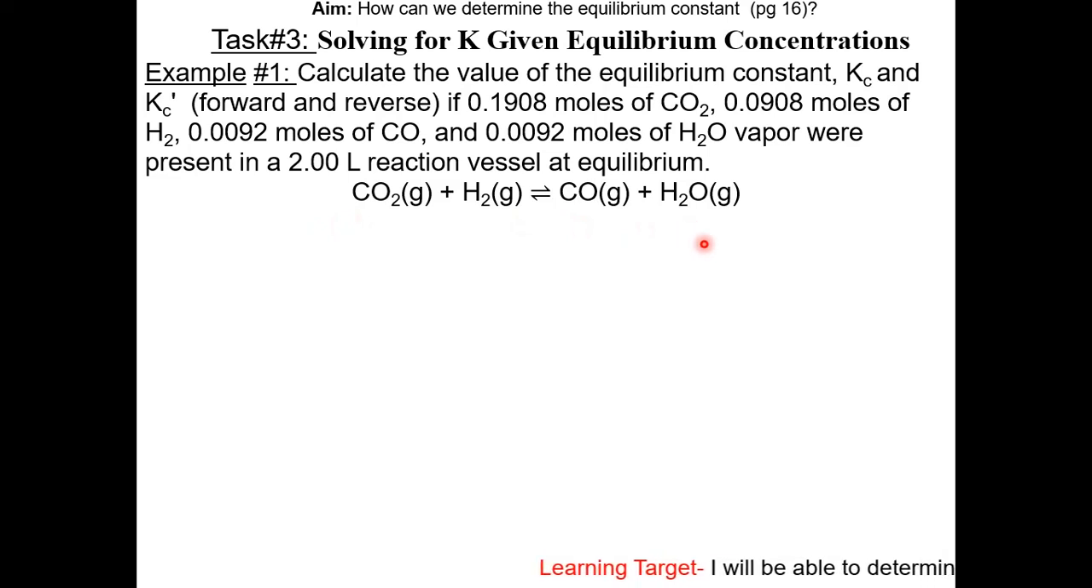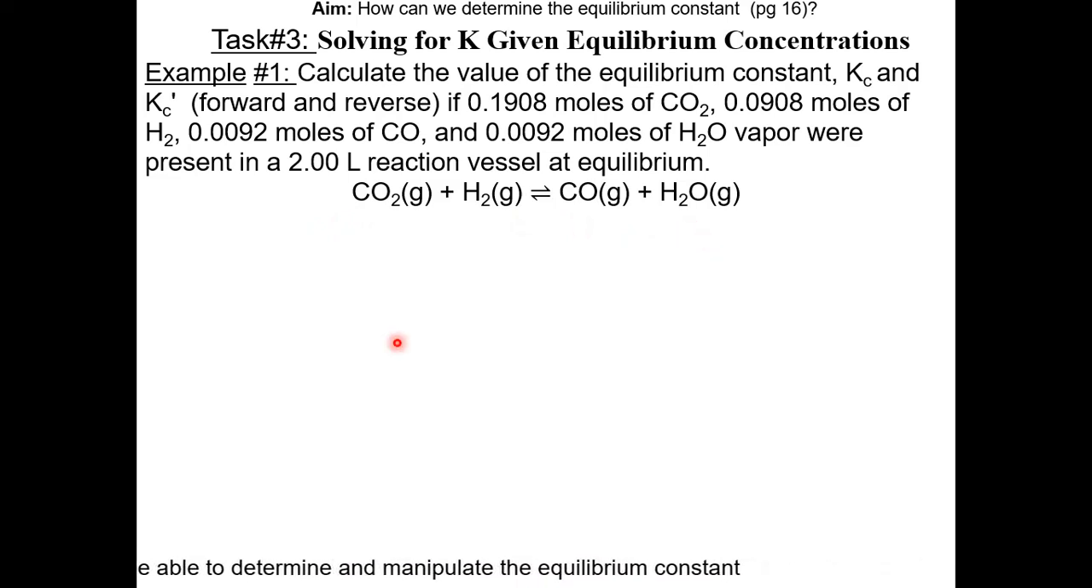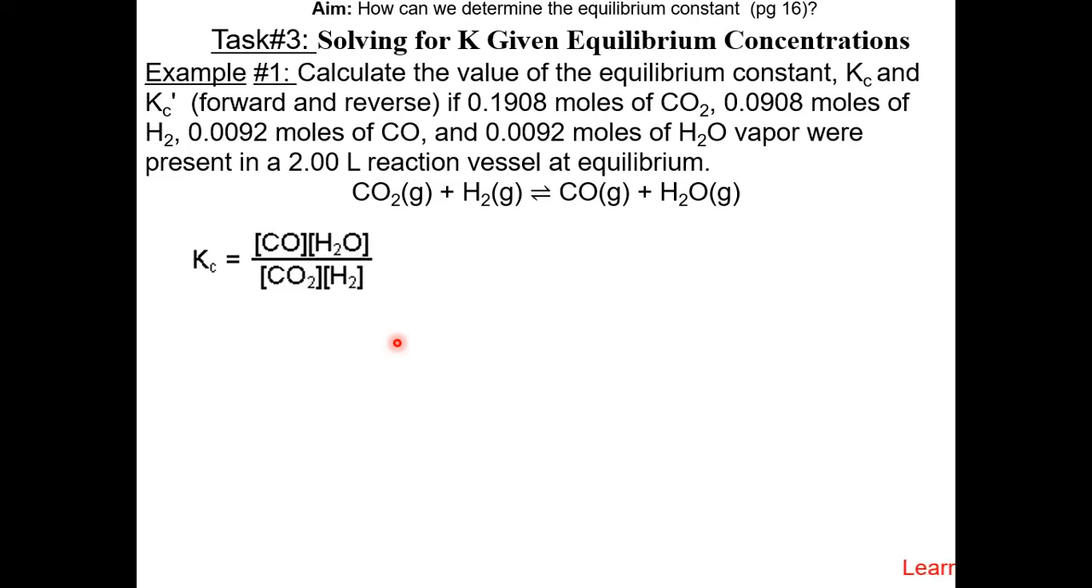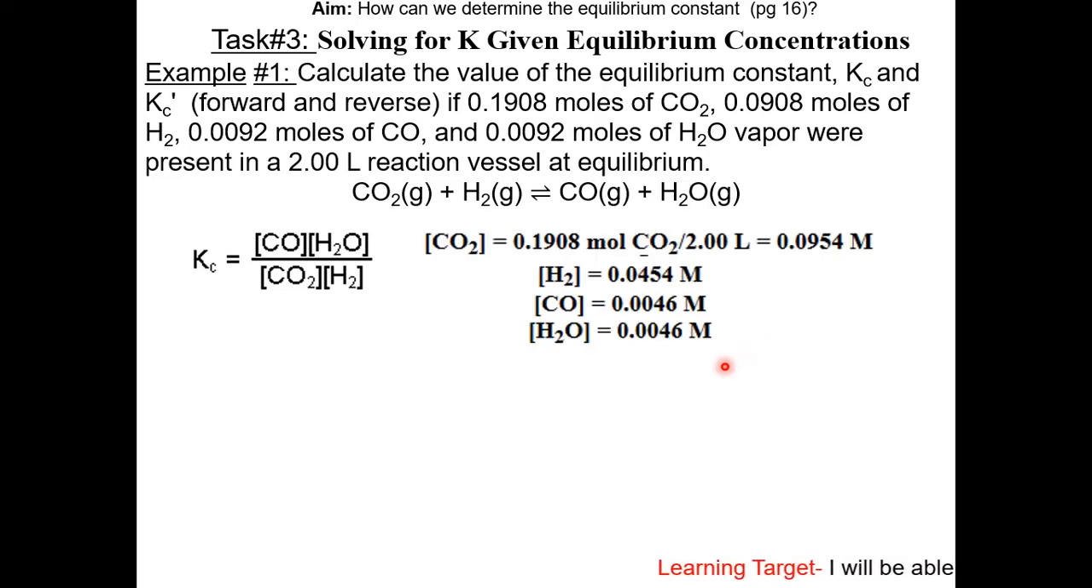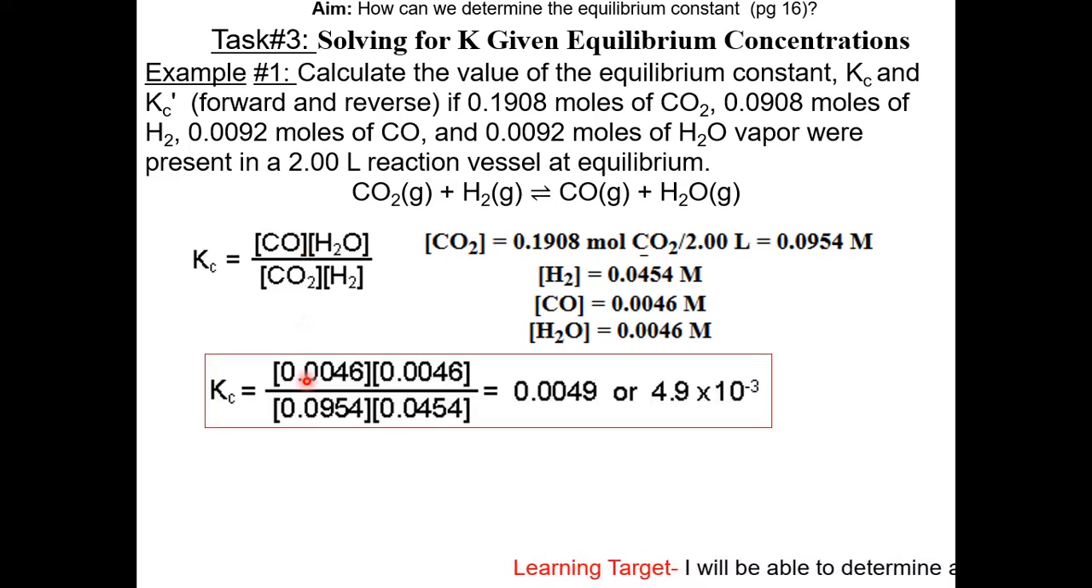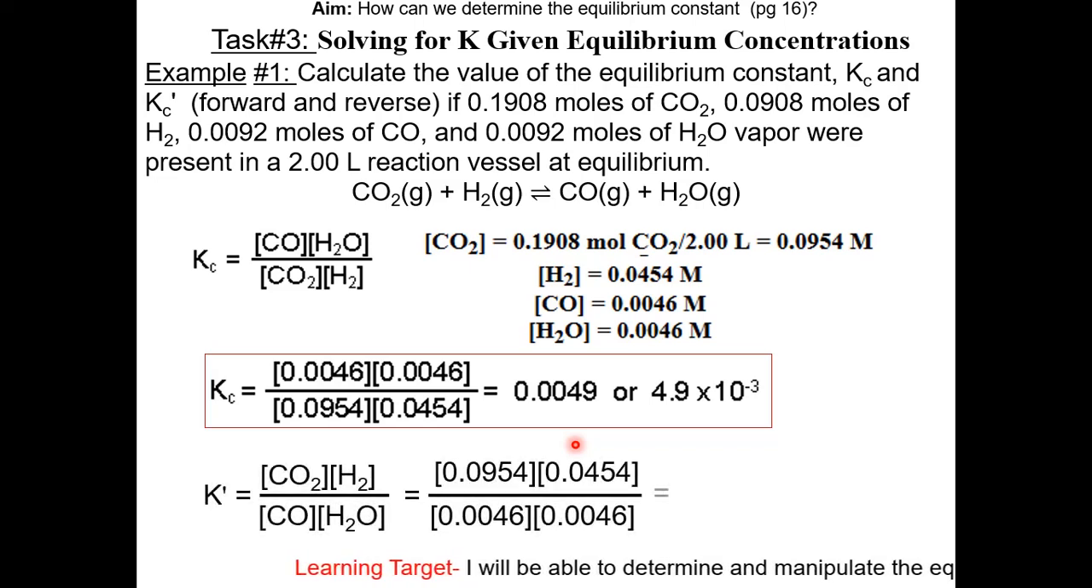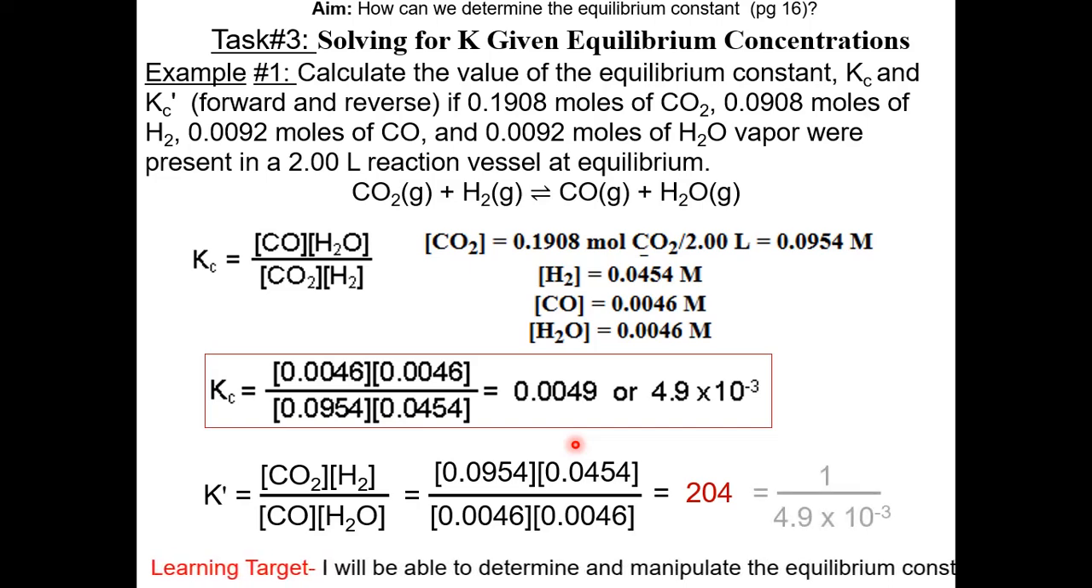Here's the chemical equation. The first step is to write the equilibrium constant K equation, which is products over reactants. Since in the question we're given moles and liters, we have to convert to concentration. Concentration in terms of molarity is moles over liters. Once we get the concentration, we can plug it into the K constant equation. K is equal to 4.9 times 10 to the minus 3. To get the K of the reverse reaction, we just flip it. K of the reverse reaction should be 1 over K of the forward reaction.